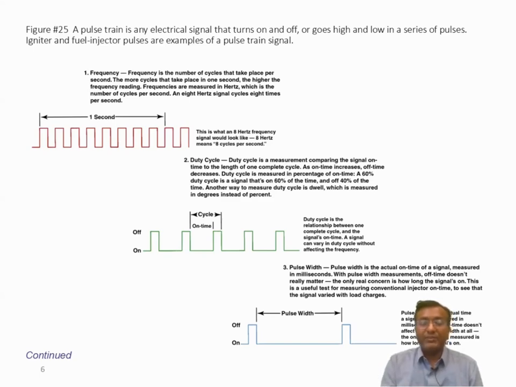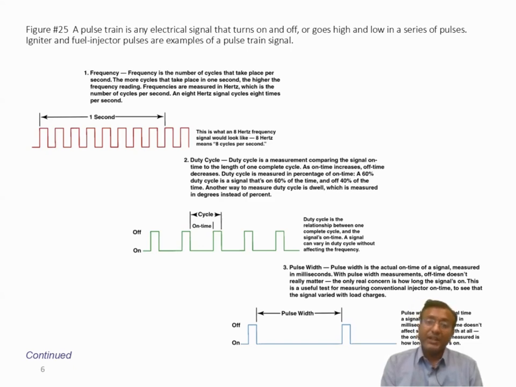Now the next important concept is the duty cycle. Duty cycle is a measurement comparing the signal on time to the length of one complete cycle. As on time increases, off time decreases. Duty cycle is measured in percentage of on time. A 60% duty cycle is a signal that is on 60% of the time and off 40% of the time. Another way to measure duty cycle is the dwell, which is measured in degrees instead of percent.